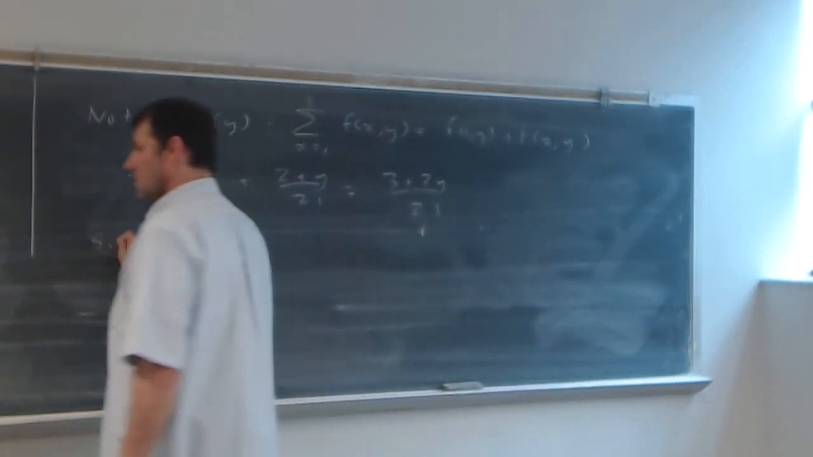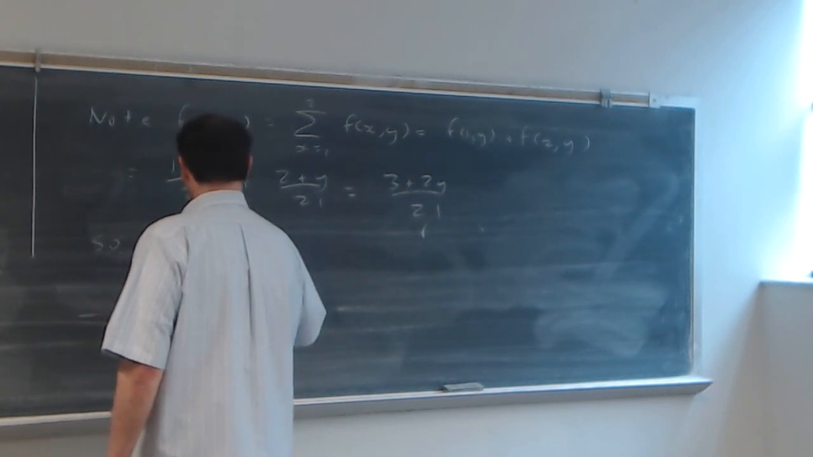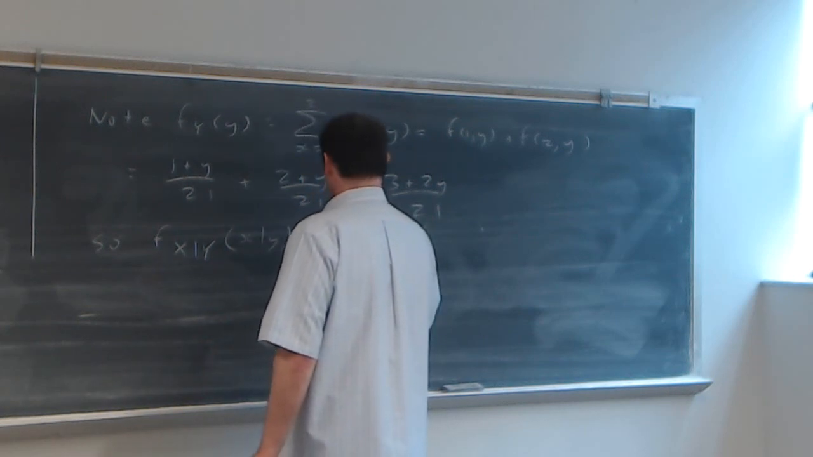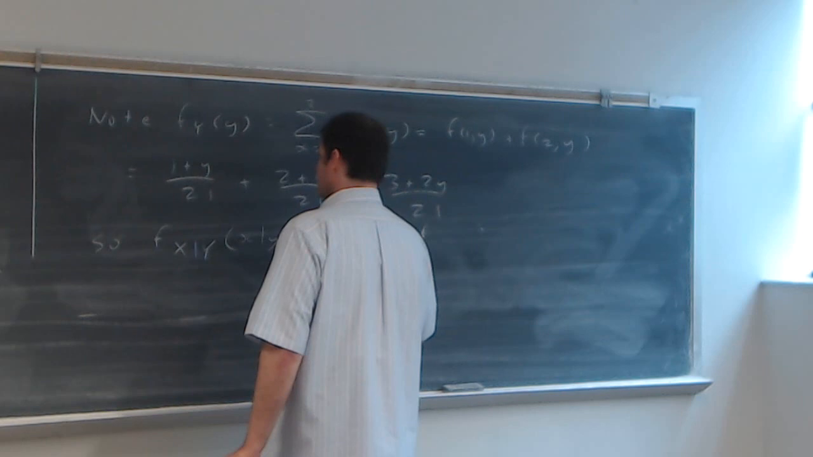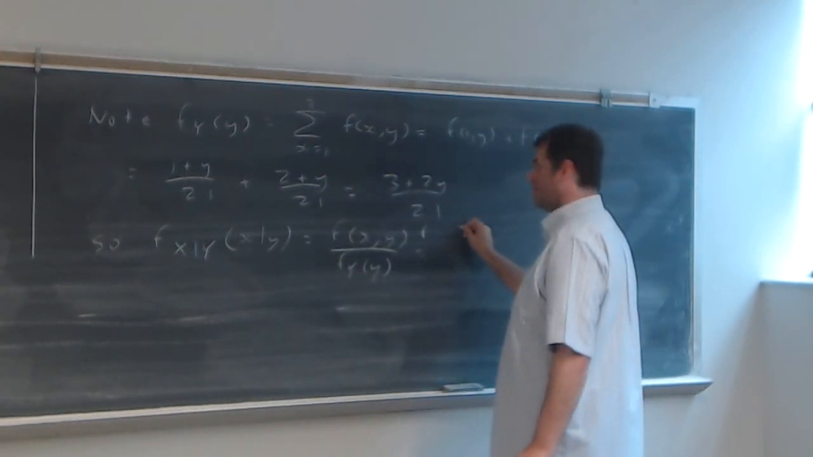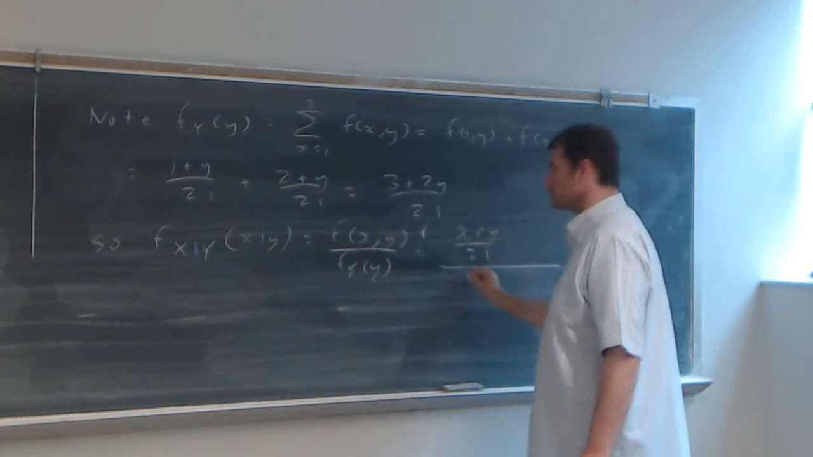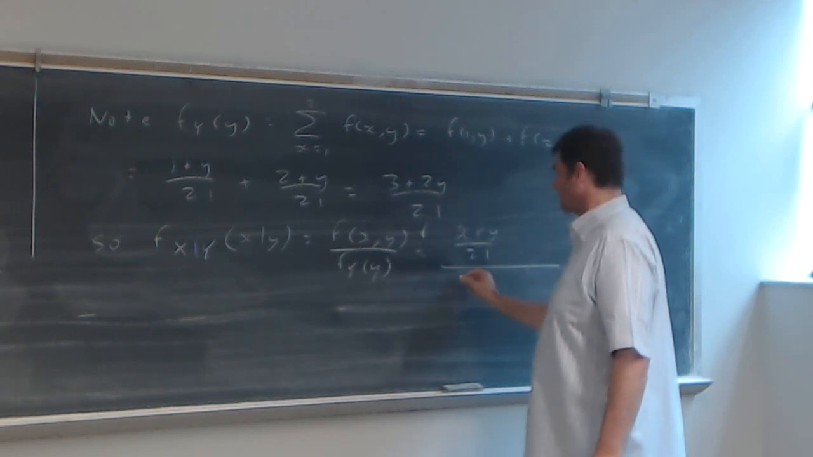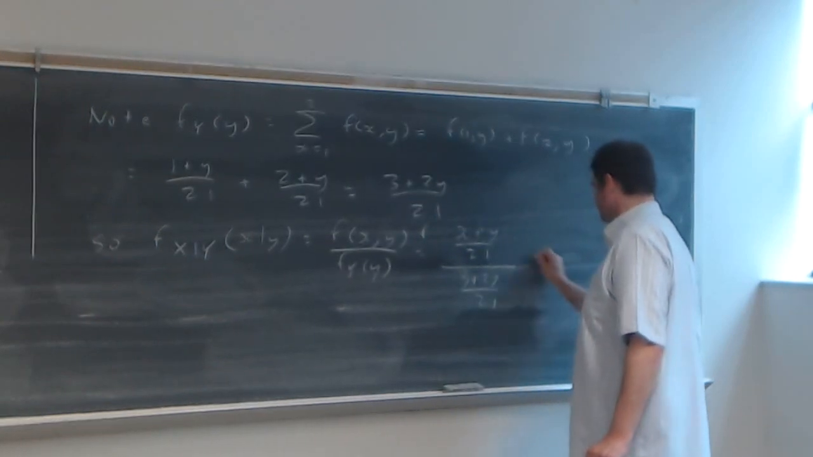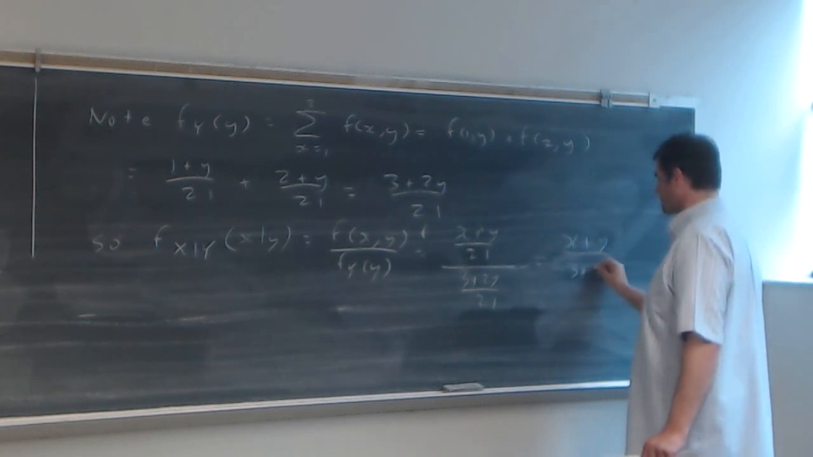So the conditional PMF of x given y is going to be equal to, let me remind you, f of x comma y over f sub y of y, which will be equal to, well, this is defined in our problem. So that's x plus y over 21. And we divide that by what we just found, which was 3 plus 2y over 21. And so when you do that division of those rational expressions, we get x plus y over 3 plus 2y.